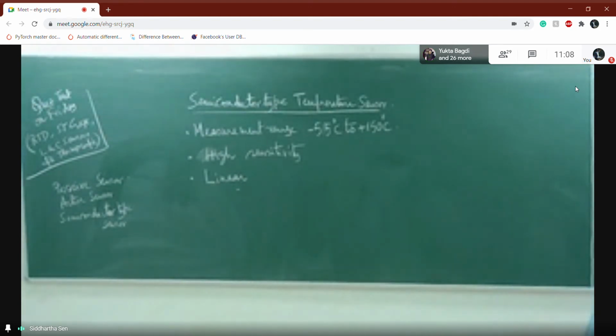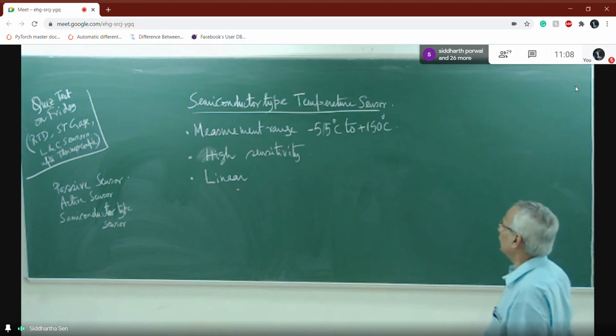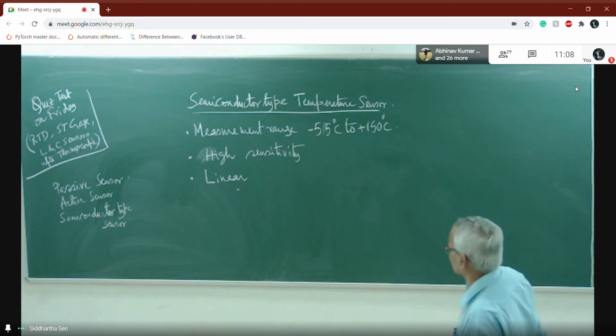We know the RTD is linear, but only in a certain range, and if we connect it to a bridge, it becomes nonlinear. Thermistor is a nonlinear one. And we'll see the thermocouple also is a nonlinear device. So naturally, this semiconductor type sensor for low temperature measurement is absolutely a very popular type of temperature sensor.